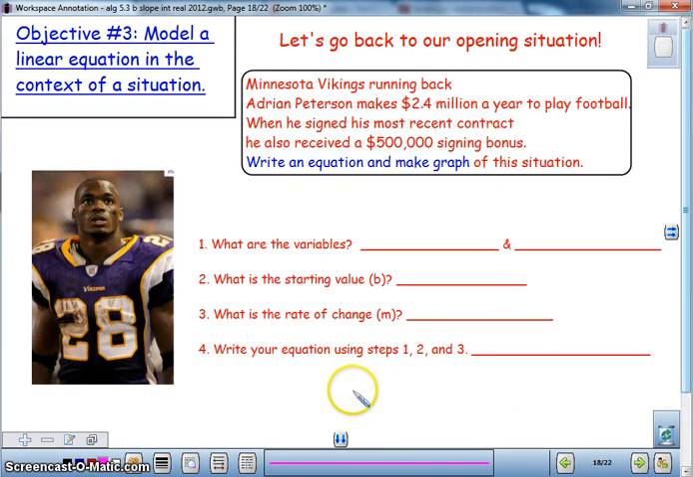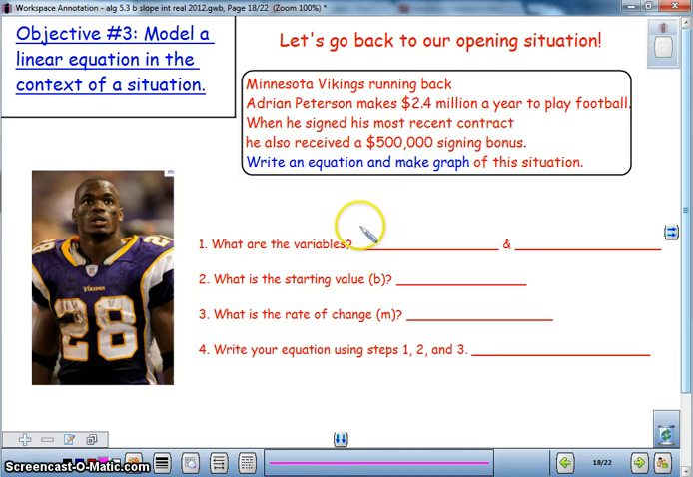Now, from what we remember from that first video, what can be our linear equation for this situation? Our running back, Adrian Peterson, makes $2.4 million a year to play football. He signed his most recent contract and got a $500,000 signing bonus. We want to write our equation.